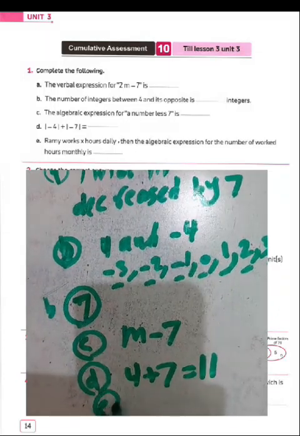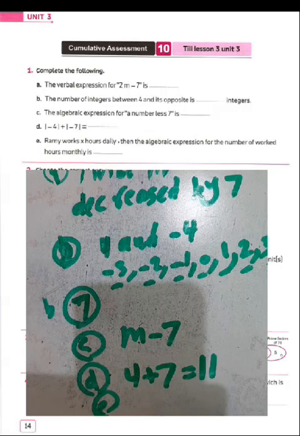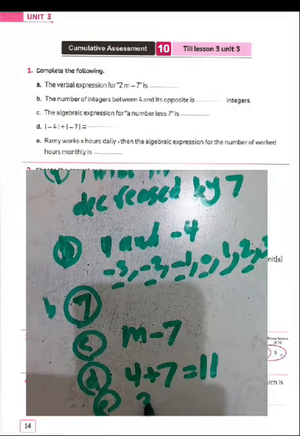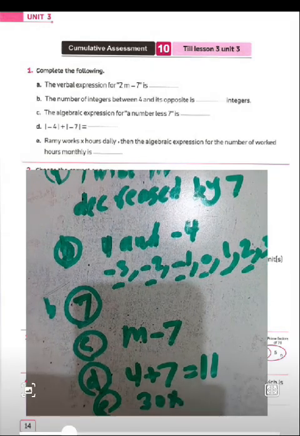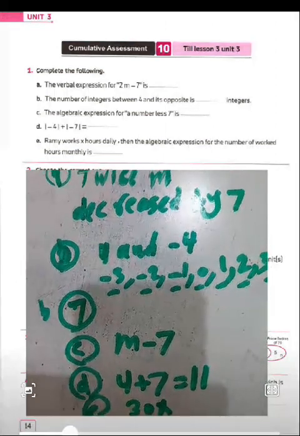Question letter E, Raimi works X hours daily. Then the algebraic expression for the number of worked hours monthly is X multiplication 30, because you want to find the algebraic expression for the number of worked hours monthly. Raimi works X hours daily, then monthly it will be 30x. Next question.